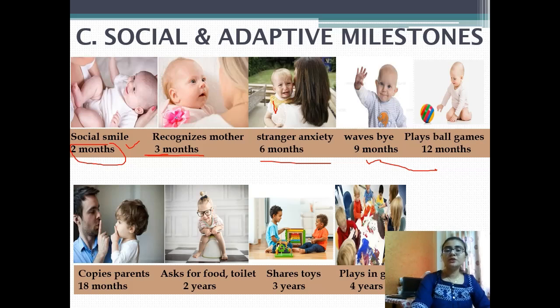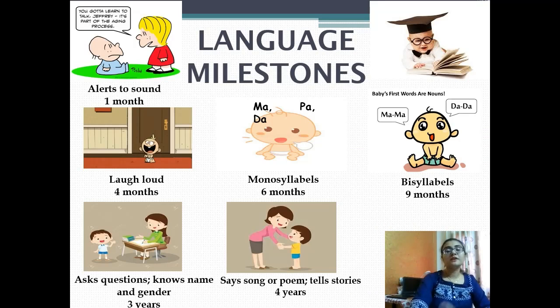He asks for food and toilet by the age of 2 years. He will say, I want to go to the washroom, I am feeling hungry. At the age of 3 years, he has the habit of sharing toys, which is very good. At the age of 4 years, the baby has the habit of playing in groups. So after this, we send the baby to school so that he can play in groups as comfortably as he can. Then last, language milestones.